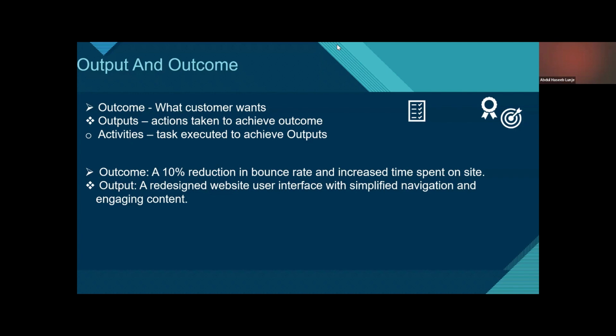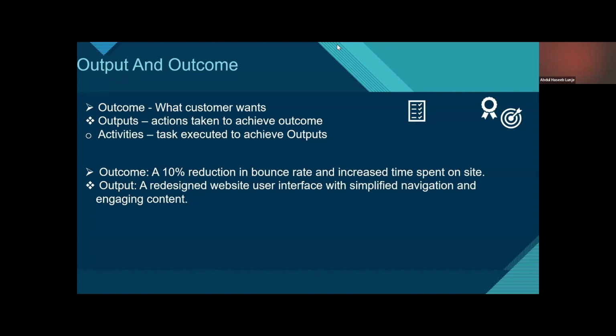If you see the output, design a website with a nice user interface with simplified navigating content. So this is my output. Generally, if we ask any of the developers what is the outcome you are going to produce, he is going to say, design a website. Come on, technical people. No, that is not the outcome. That is the output.